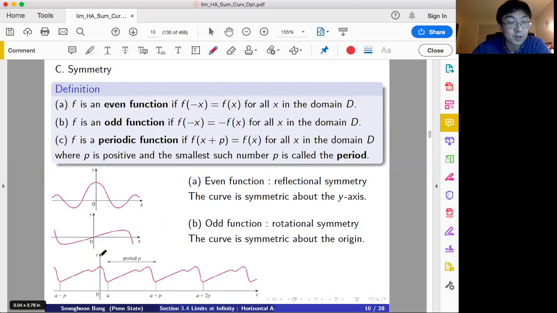The next one is a periodic function, because this portion is repeated and repeated. So we have a periodic function.